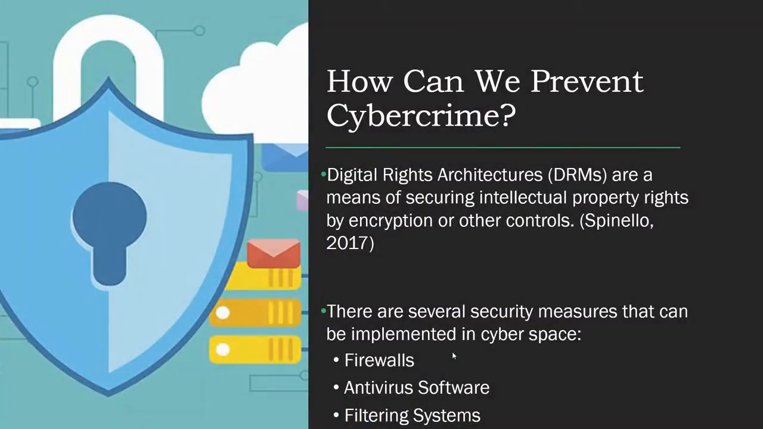Well, digital rights architectures, or DRMs, are a means of securing intellectual property rights by encryption or other controls. And there are several other security measures that can be implemented in cyberspace, like firewalls, which are designed to prevent access to a network from outside resources, and they protect the network from the general internet; antivirus software, which is designed to identify and delete malicious computer code before it has a chance to impact the computer or network; and filtering systems, which scan incoming and outgoing communications for spam, viruses, and other things that don't need to leave or enter the network.